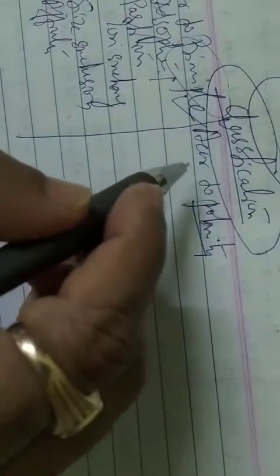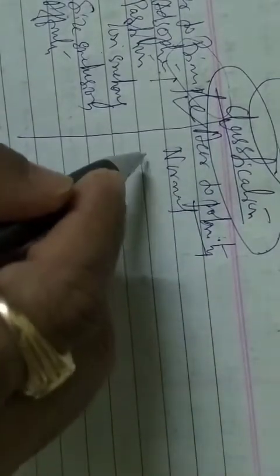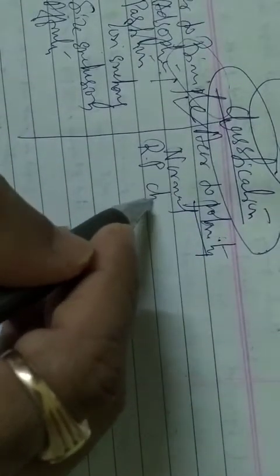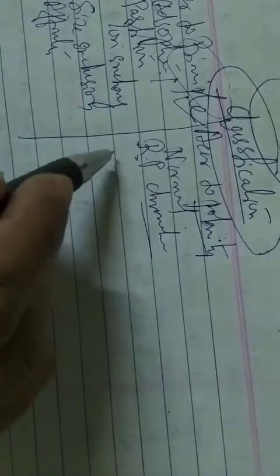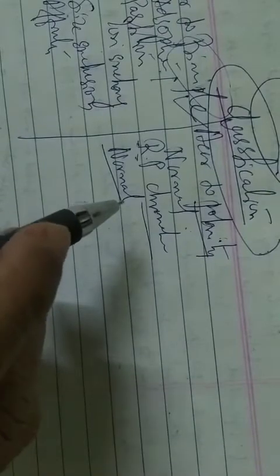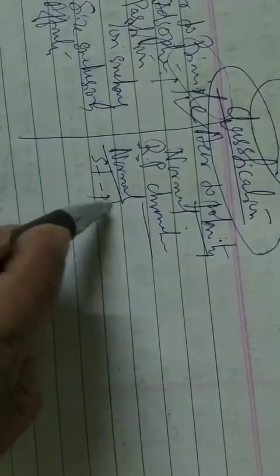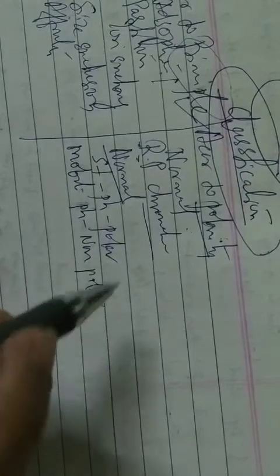Next is according to polarity. The next classification is according to polarity. According to polarity, chromatography can be classified into two types, that is normal chromatography and reverse phase (RP) chromatography. Remember this. So what is normal chromatography? Very briefly, in normal chromatography the stationary phase is polar and the mobile phase is non-polar.